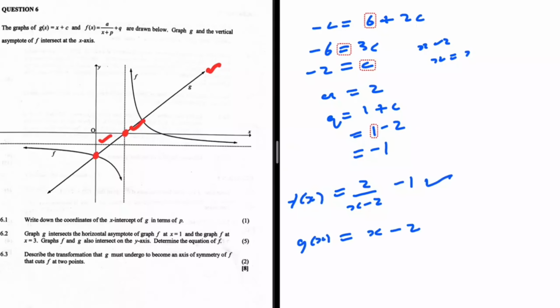6.3, describe the transformation that g must undergo to become an axis of symmetry of f that cuts f at 2 points. How did you answer this question? Let me know in the comment section.